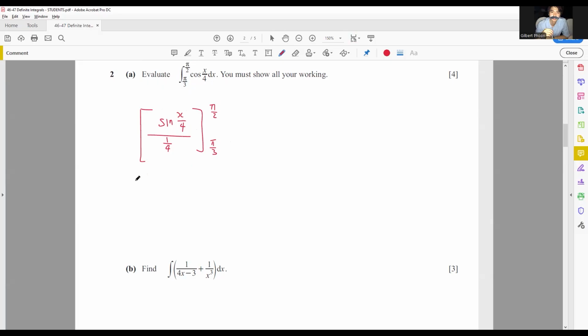Next step, start your substitution. This is sine x over 4 divided by 1 over 4, which is 4 sine x here. 4 sine x, which is pi over 2. Pi over 2 divided by 4 will give you pi over 8.